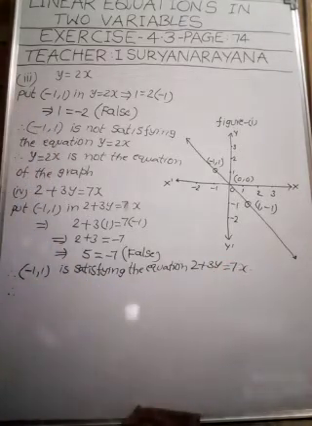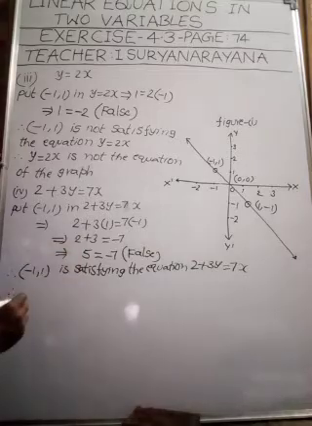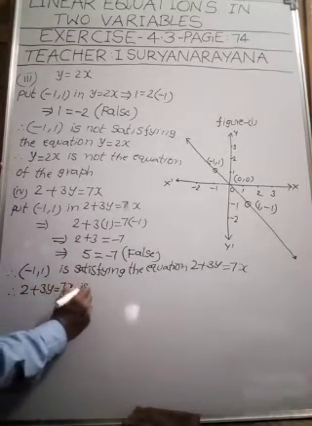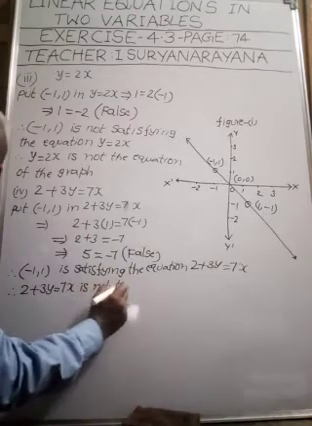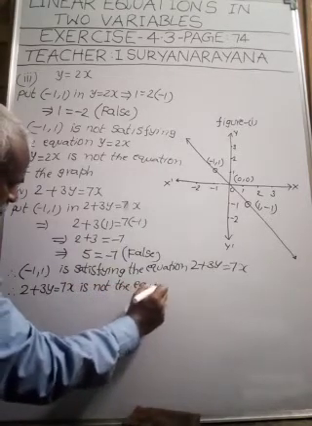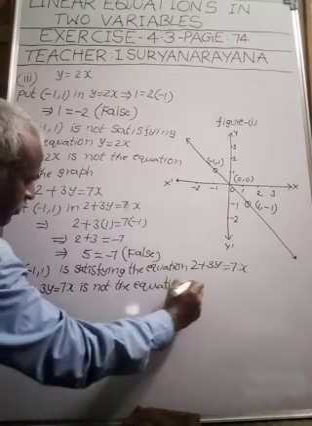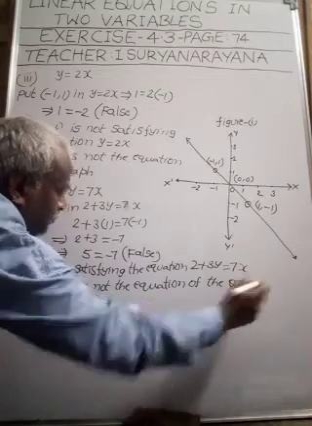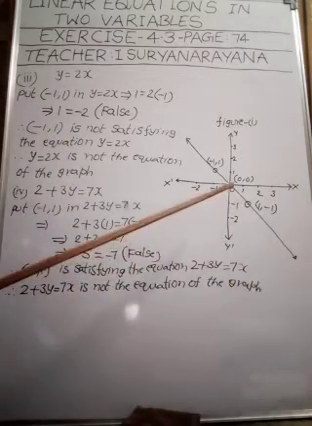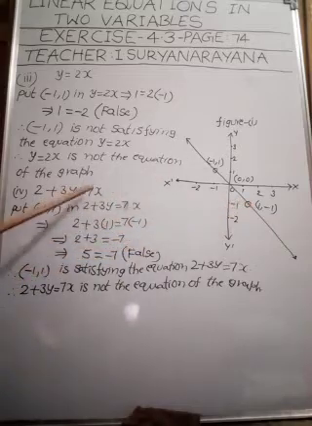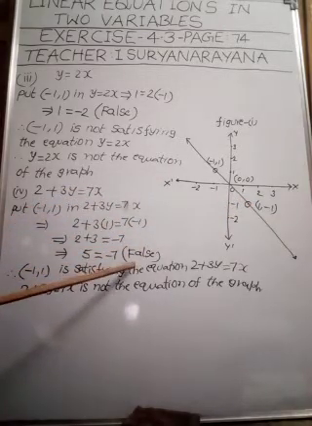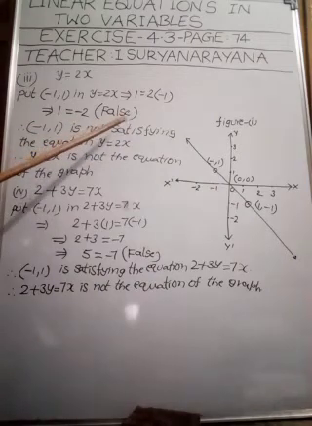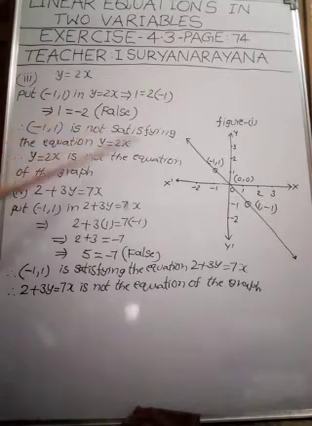Therefore, we decide that 2 plus 3y is equal to 7x is not the equation of the graph. Here, no need to substitute the remaining 2 points in this equation, my children, because here we got a false statement. When we got a false statement, we stopped at that step and we concluded.